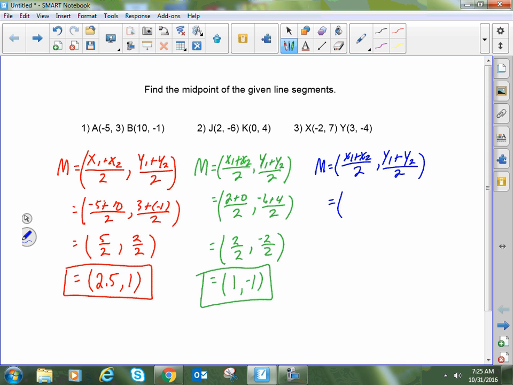So here I'm going to say negative 2 plus 3 over 2, and then 7 plus negative 4 over 2. Then we'll get 1 over 2, and 7 plus negative 4 will give me 3 over 2. Now we could actually stop there and leave our answer as a fraction, or you could say 0.5 and 1.5 as the midpoint.